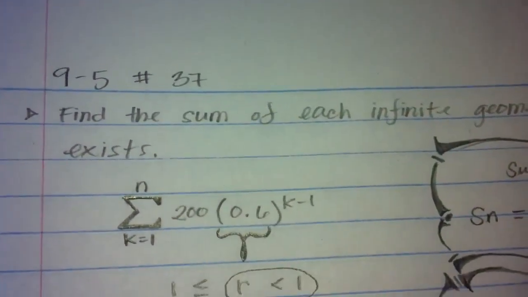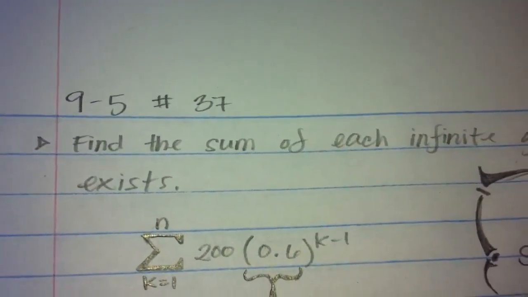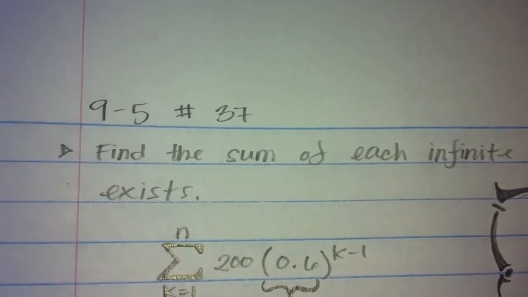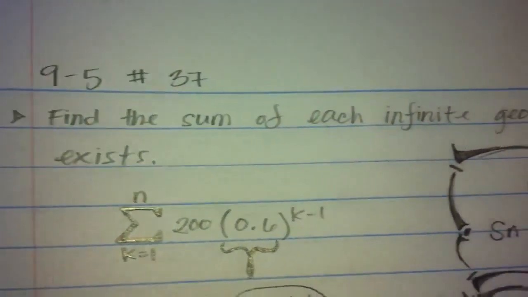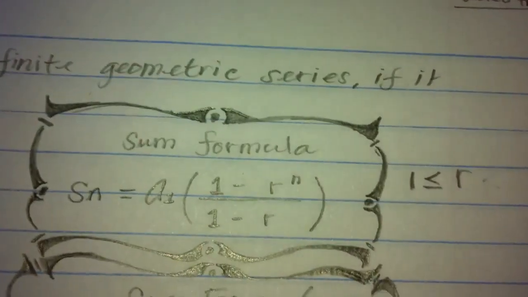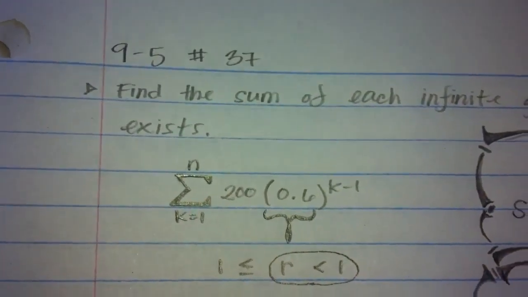My name is Giovanni Satoshi, and this is my 9-5 video problem for number 37. We have to find the sum of each infinite geometric series if it exists.